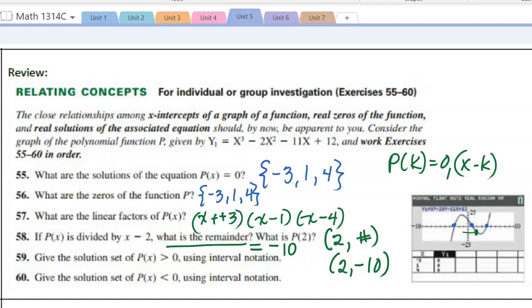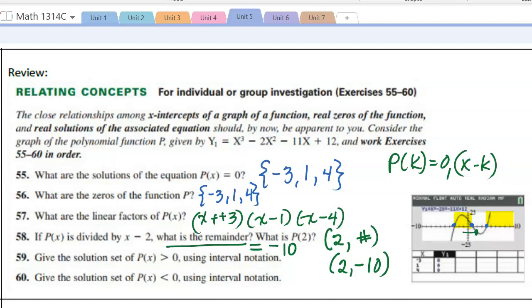For the inequality question, for p of x is greater than 0, this means that we need to find the x values for when the graph is above the x-axis. We find that to be intervals of -3 to 1, and again from 4 to infinity.